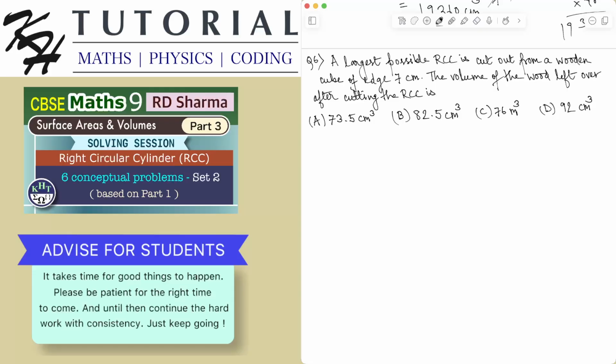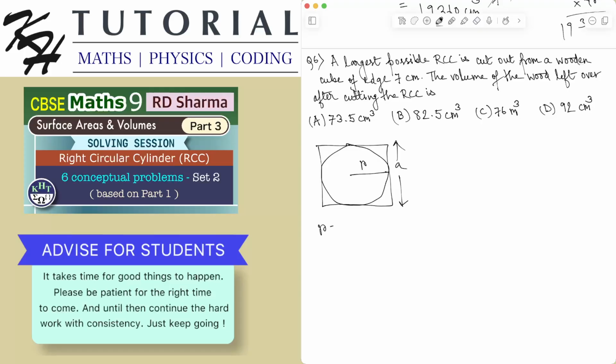The base radius, when you cut out the largest RCC from a cube: basically the two bases of the RCC will lie on two opposite faces of the cube. Let's say this is one face of the cube, and this is the base, one base of the RCC. So the radius of the base of the RCC will be equal to half of the edge length of the cube.